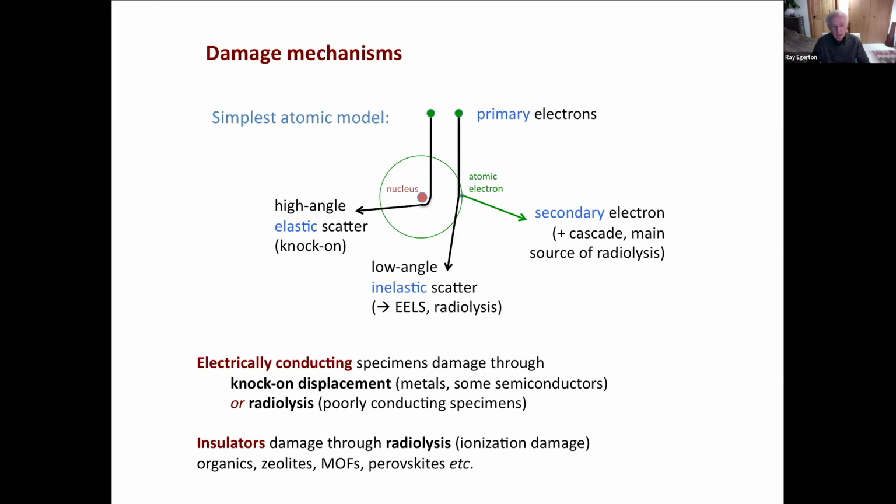Now, it turns out that electrically conducting specimens don't damage by radiolysis. So we're left with just the knock-on displacement damage, and that is relatively slow, but that's the only thing you would observe in a metal. Whereas insulators damage almost entirely through the ionization damage or radiolysis. And those materials include organics and biological specimens, or zeolites, MOFs, perovskites, things that materials scientists are interested in.